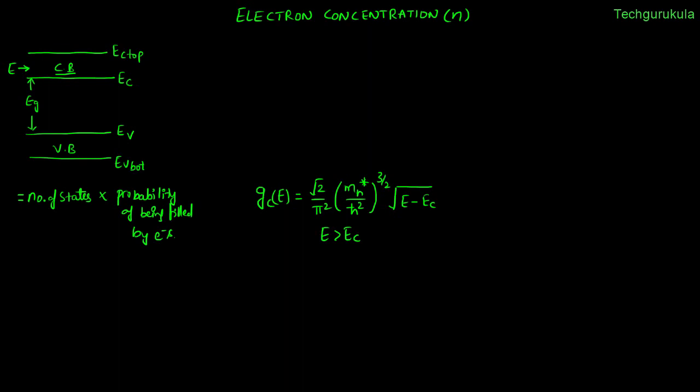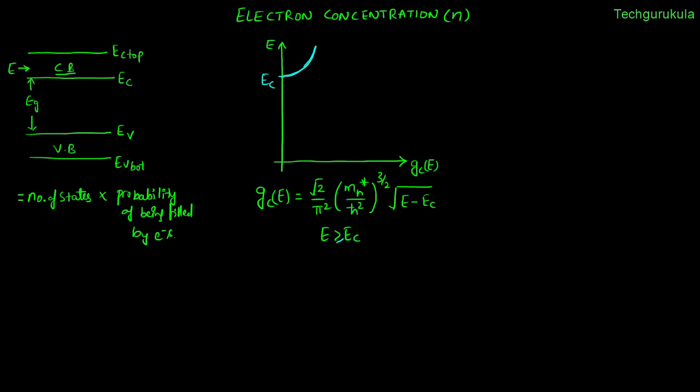Now let us see how this function basically looks like. I'm taking energy level on y-axis and GC of E on x-axis, where this point is EC. If you look at this function at E equal to EC, and this function is valid for equal to EC as well, at E equal to EC, this function value is 0. So basically we start with 0 and it increases like this, which means as we are going above the EC level, the number of states present are increasing. Now we know how the energy states are distributed in the conduction band.